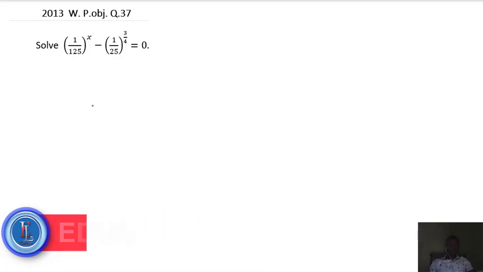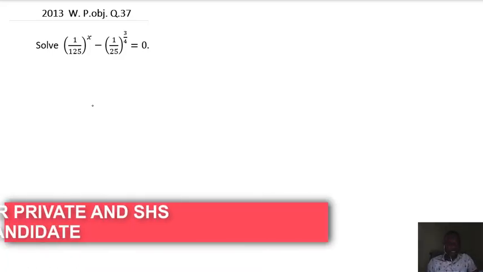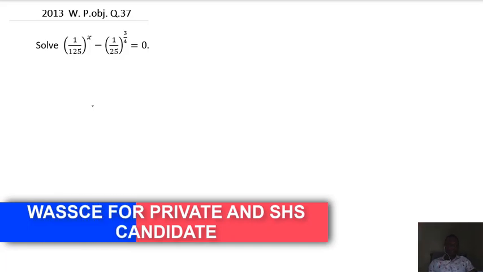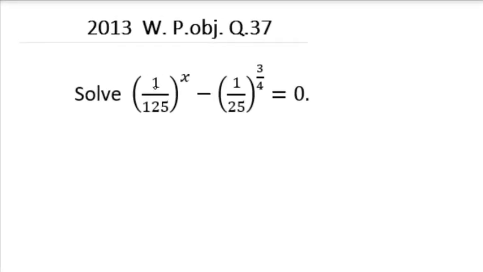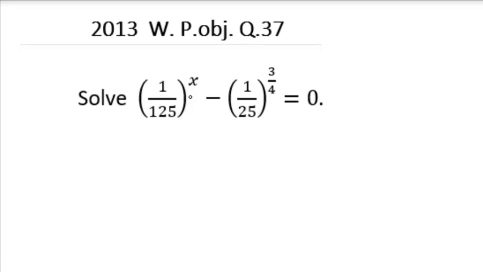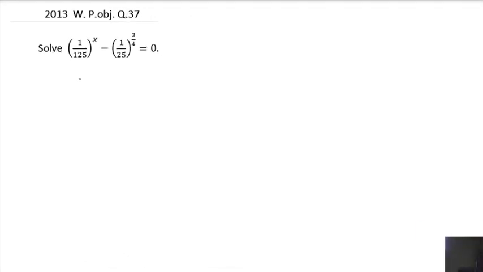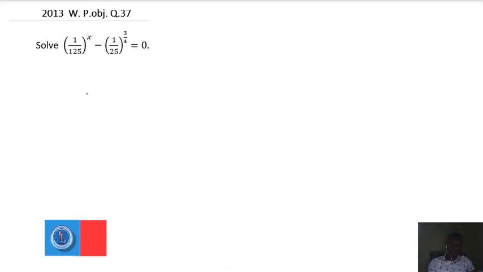Today we are going to tackle 2013 WASSCE private objective question number 37. Solve (1/125)^x - (1/25)^(3/4) = 0. So here we are solving for the value of x. Okay, so let's start.